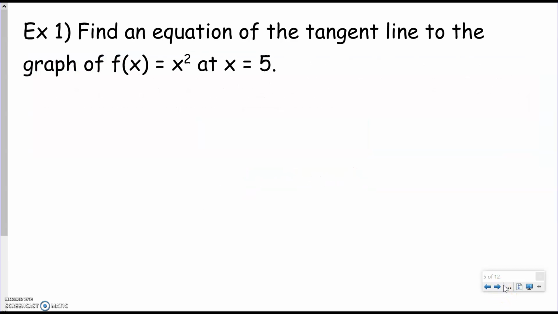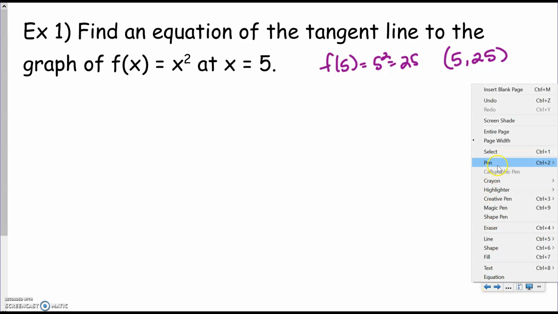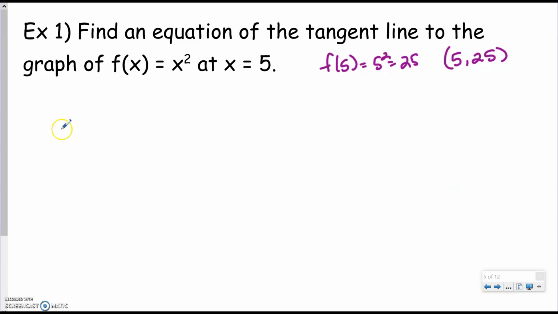Okay. So find an equation of the tangent line to the graph of f of x equals x squared at x equals 5. The first thing we need is an ordered pair for that point. So we're going to go ahead and just plug 5 in to get 25. So the ordered pair that we're going to use when we write our equation is (5, 25). We're going to leave that for now and come back to it because we also need to find the slope of the line, which is f prime of 5.